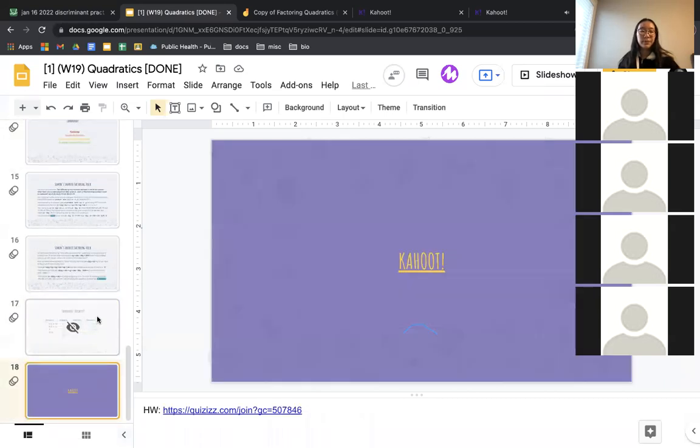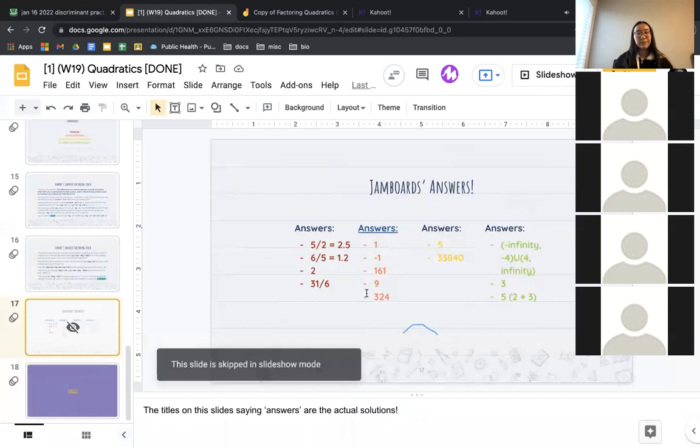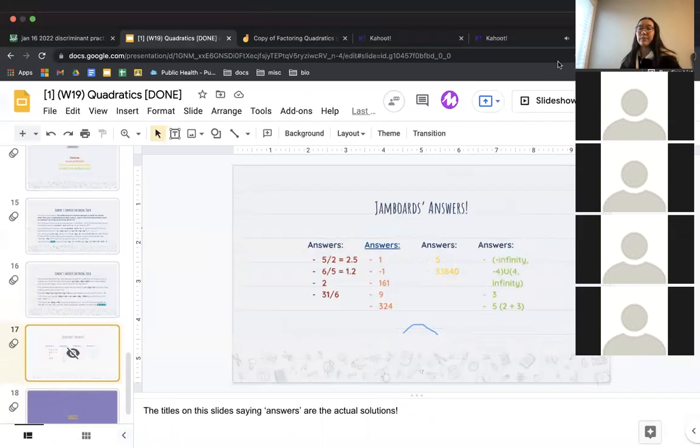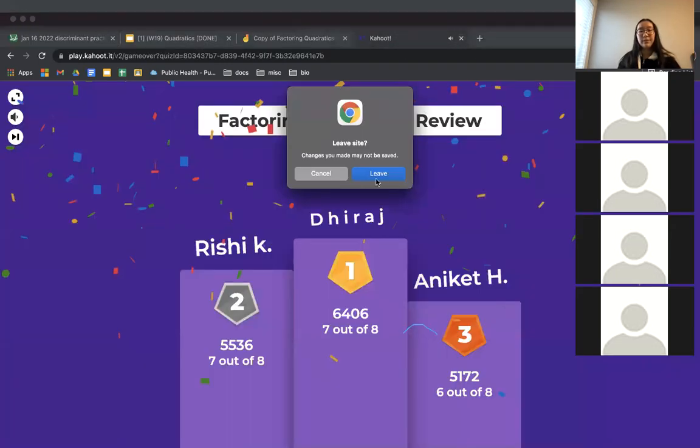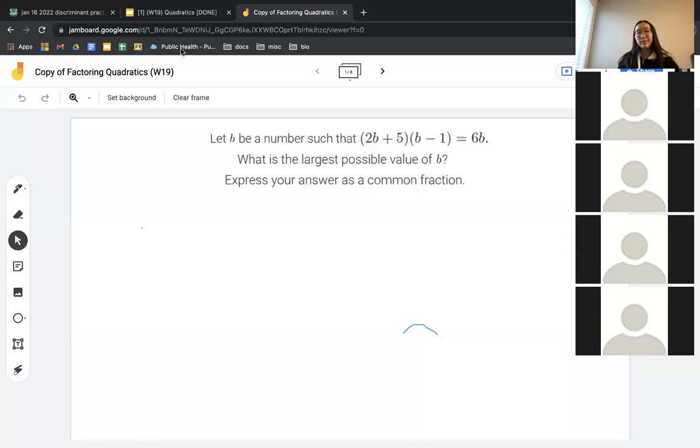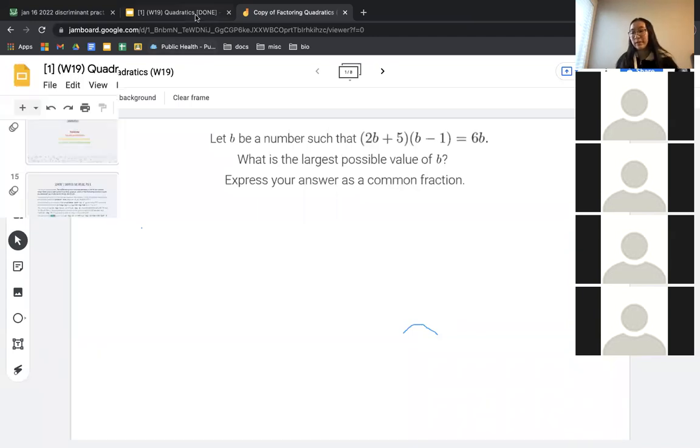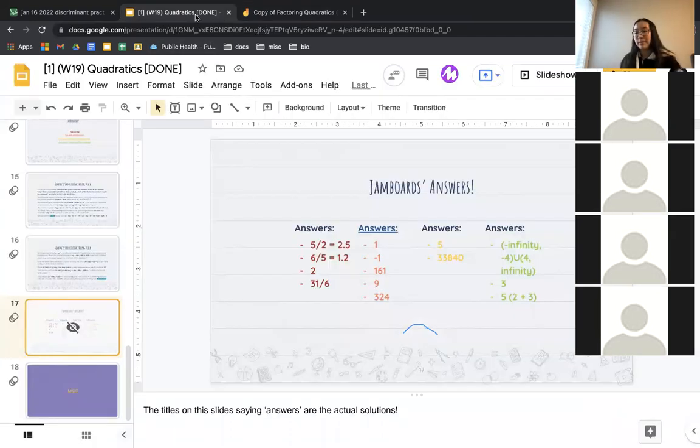Their homework will be posted in Classroom soon. There's probably some questions that you might not know because we didn't cover it, but that's okay. Just try and do your best. And Aniket, I will see about resending the homework quiz with more time.